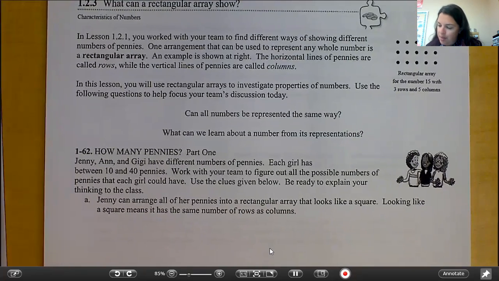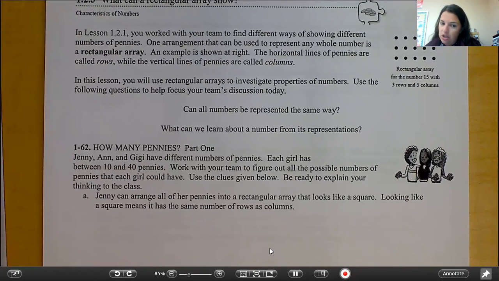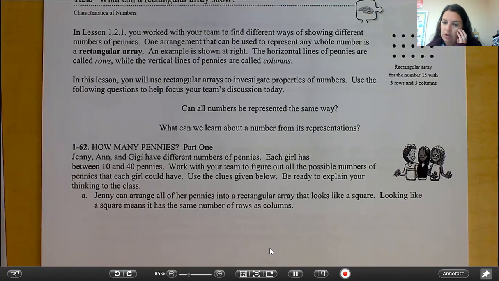162. How many pennies? Part 1. Jenny, Ann, and Gigi have different numbers of pennies. Each girl has between 10 and 40 pennies. Work with your team to figure out all the possible numbers of pennies that each girl could have. Use the clues given below. Be ready to explain your thinking to the class. A. Jenny can arrange all of her pennies into a rectangular array that looks like a square. Looking like a square means it has the same number of rows and columns.